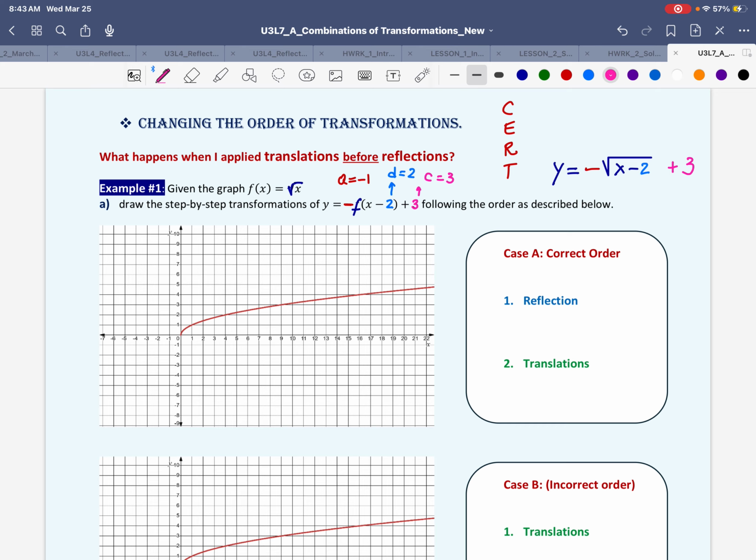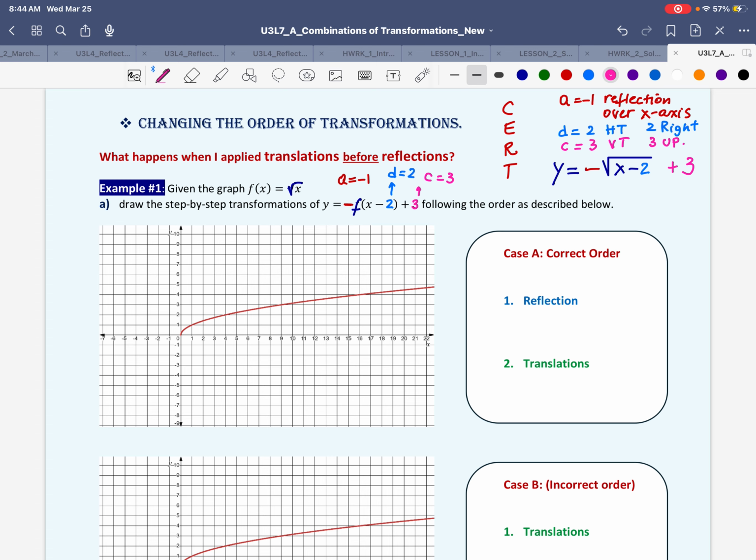Okay, so now the correct order of transformation would be to apply the reflection first. So since a equals negative 1, that will cause a reflection over the x-axis because the y values are changing. Always try to explain things to yourself in more than one way, because that's how we connect things. And we have the value of d equal to positive 2, so that's a horizontal translation 2 to the right. And this is enough for you to write when you explain these things on a test. And c equals 3, which causes a vertical translation of 3 units up.